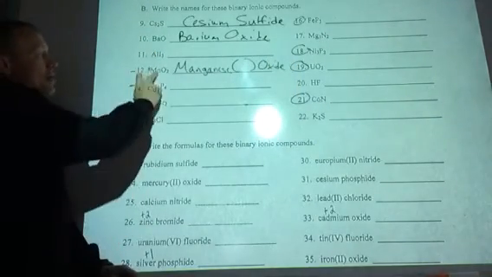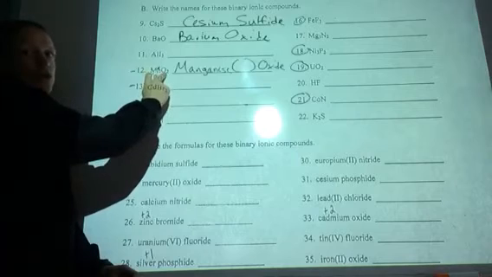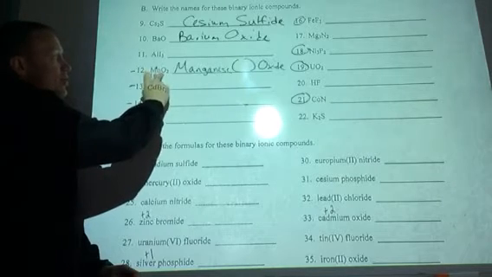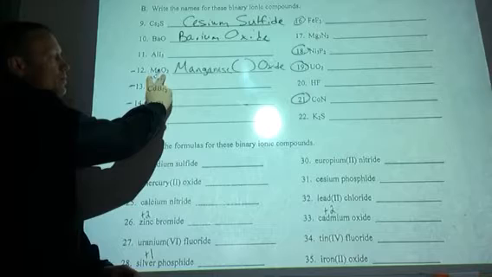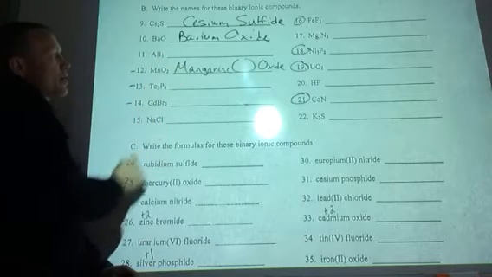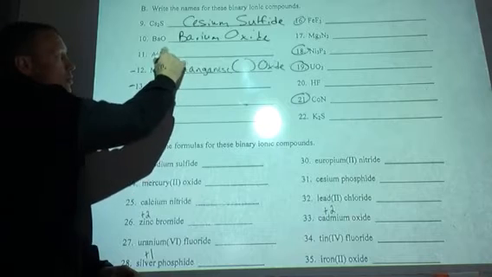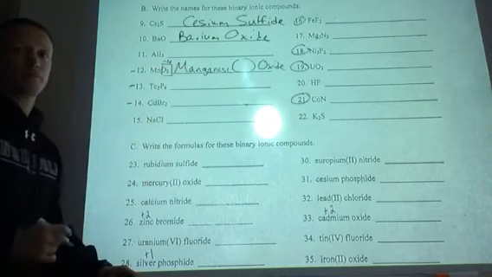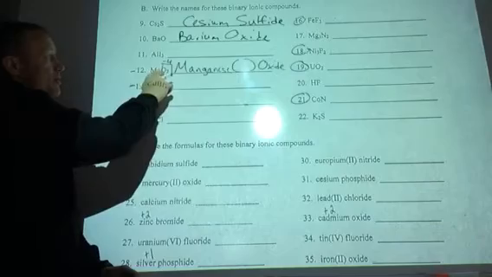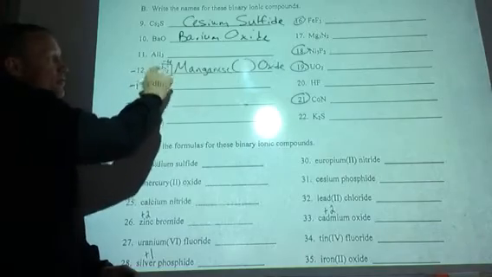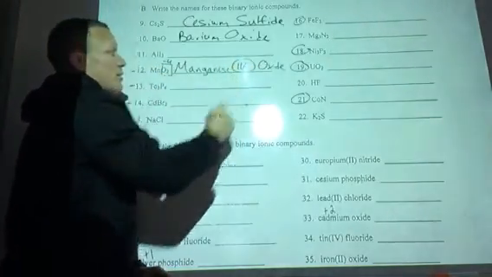Here's how I get the charge on manganese. I look up oxygen's charge because oxygen's charge never changes. Oxygen is always a negative 2. Okay, each individual oxygen is negative 2. But we have 2 oxygens, so total would be a negative 4. That means manganese must be a positive 4 to equal that out. So the Roman numeral is IV.